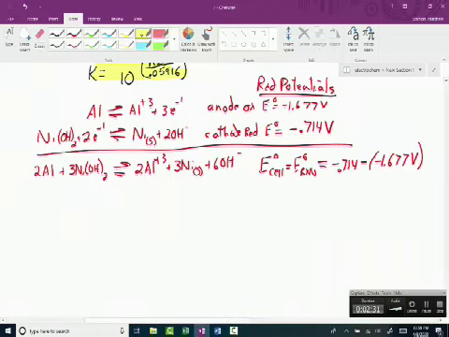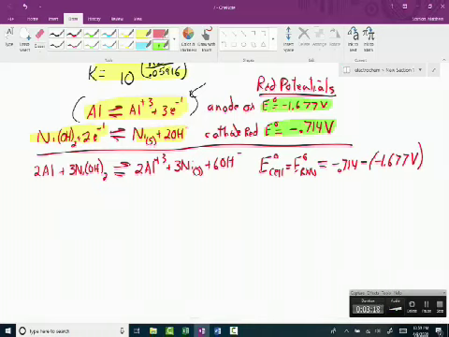I've written a reaction that we're going to look at, and our two half reactions are aluminum gives us aluminum 3+ plus 3 electrons. That's an anode. How do I know it's an anode? Well, it's oxidation, losing electrons. All right, and so our redox potential is negative 1.677 volts, and I'm combining it with the cathode, the reduction reaction right here of nickel hydroxide plus 2 electrons gives nickel plus 2 hydroxides. It's a cathode, and our E naught is negative 0.714 volts.